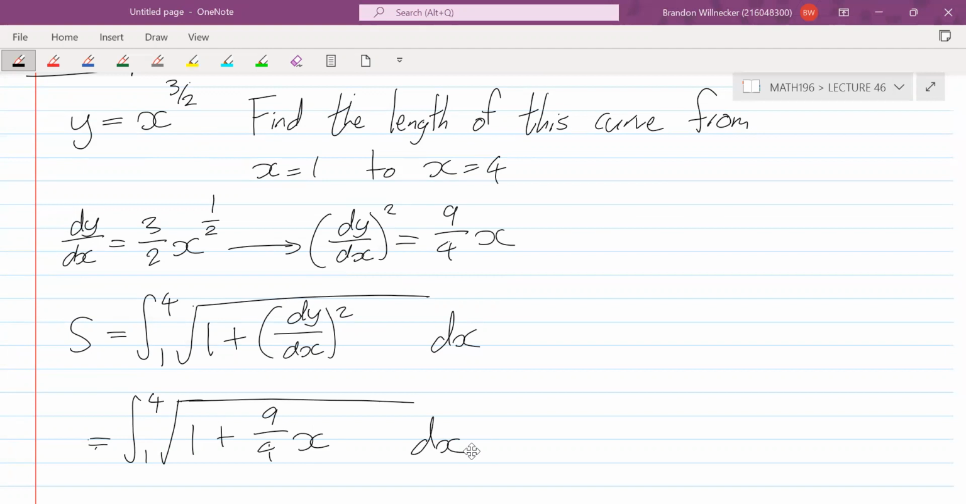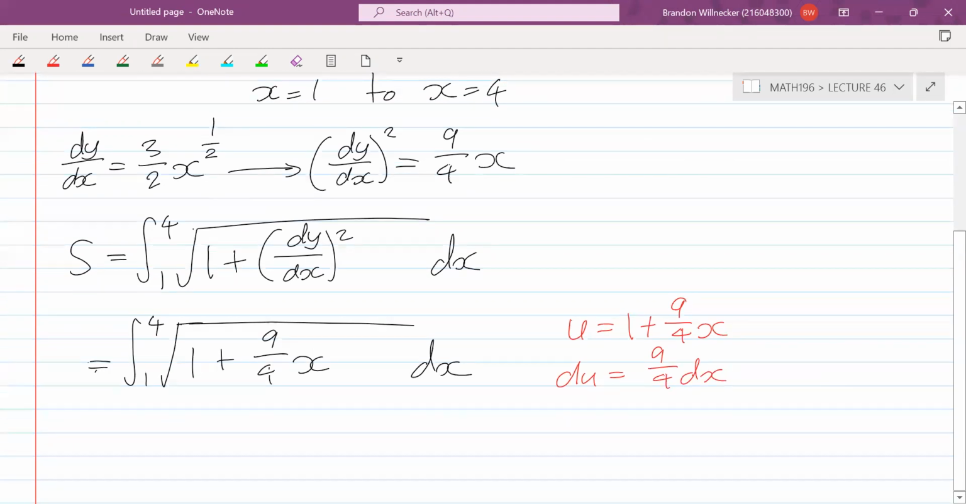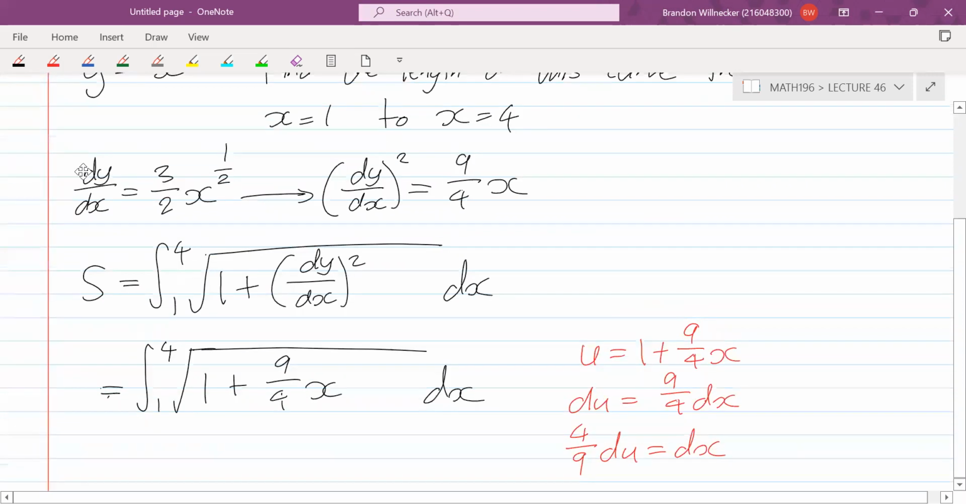Now you can either just integrate this directly if you know how to do that, or we can do a u substitution to make this simpler. Okay, so let's do a u substitution. So u is equal to 1 plus 9 over 4x. So du will be 9 over 4 dx. In other words, 4 over 9 du will be our dx. Okay, so that's the substitution.